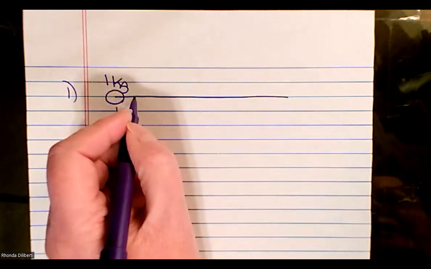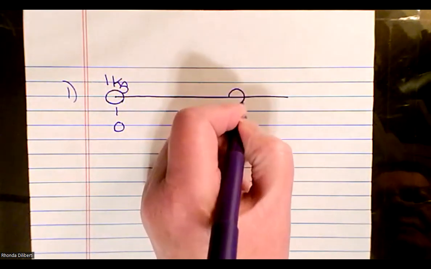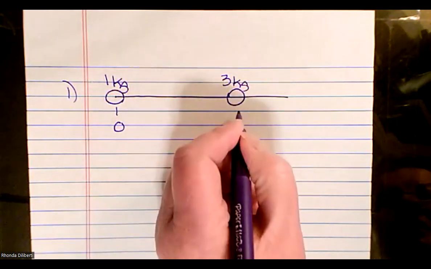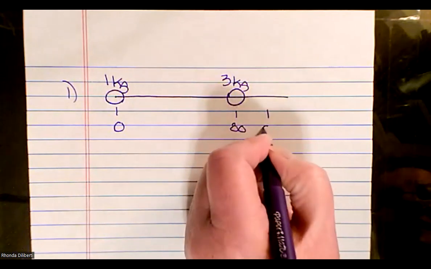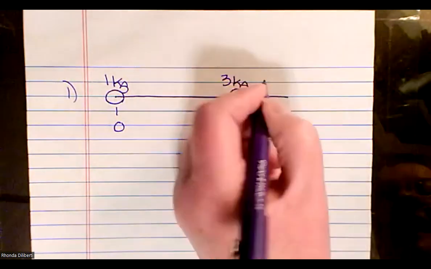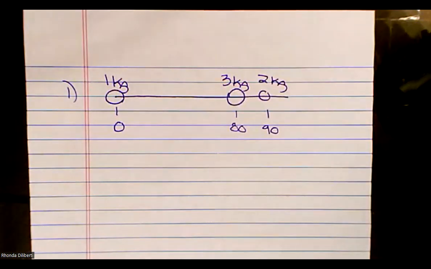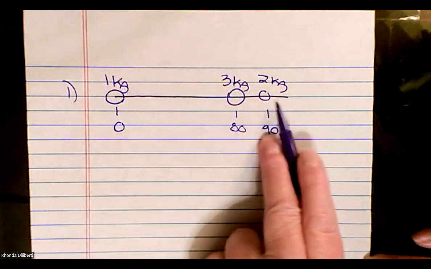If I look at the picture, I can go 10, 20, 30, 40, 50, 60, 70. I can see at 80, I have a 3 kilogram mass. So I'll call that position 80. And at position 90, I have a 2 kilogram mass. So all of these masses are in a straight line, so I'm just going to call this the x-axis.